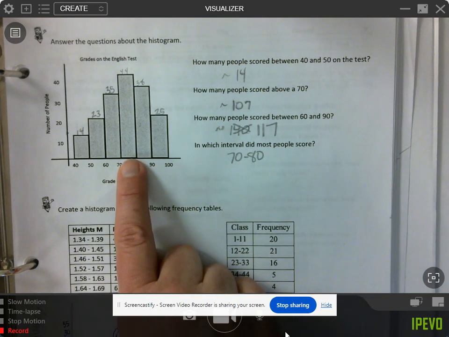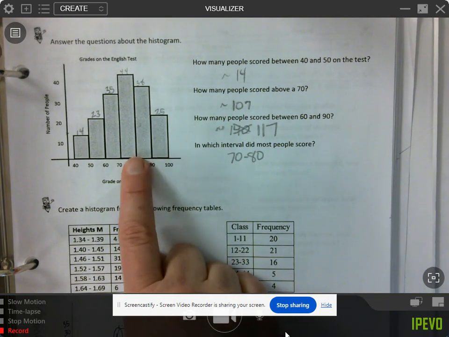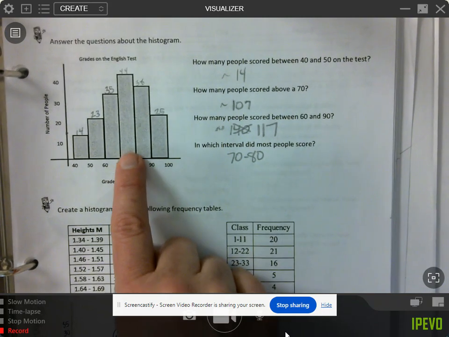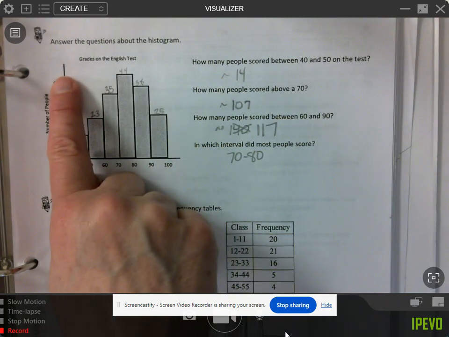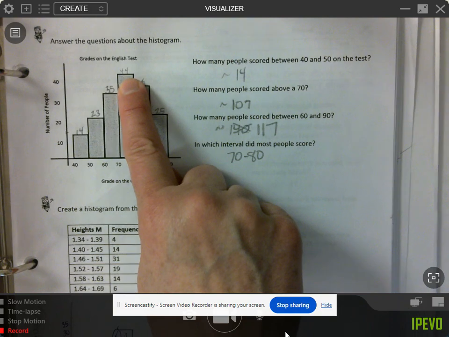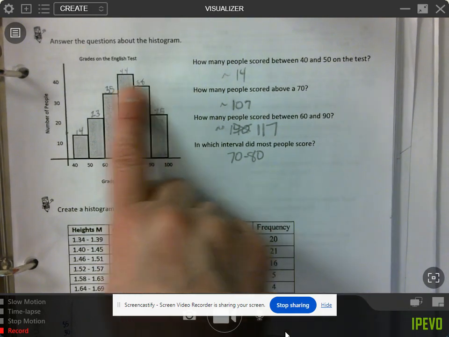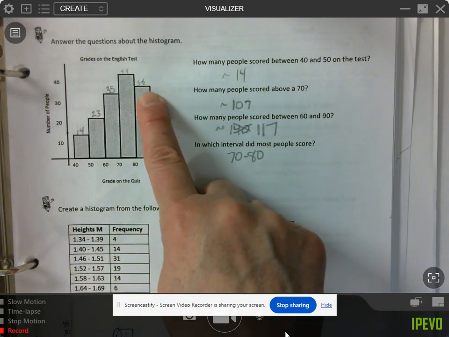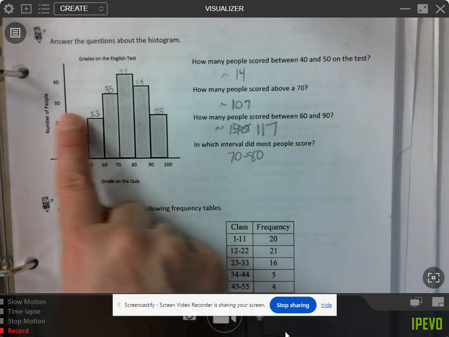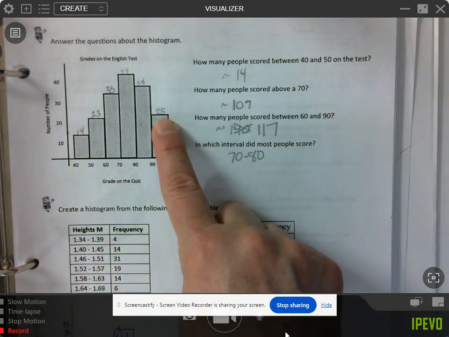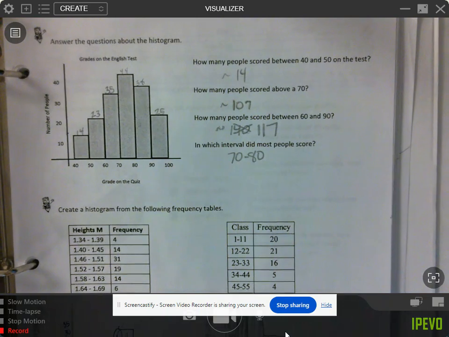So you just counted the bars. You said there's 1, 2, 3 bars. But what you have to do is go up the bar and say, oh, there's this many people between 70 and 80. There's this many people that scored between 80 and 90. This many that scored between 90 and 100. Do you see how we did that, Liv?